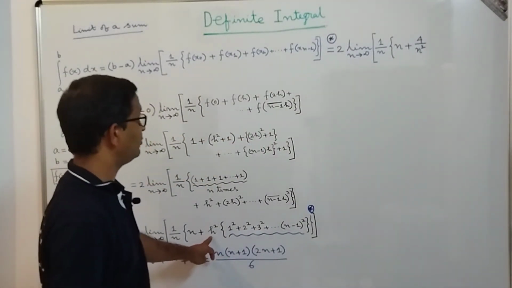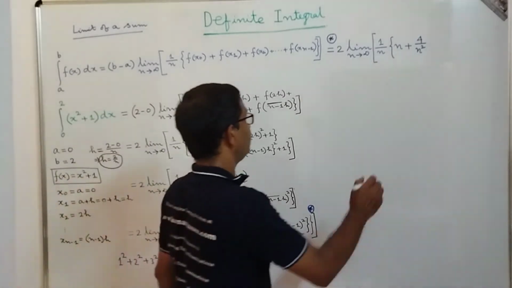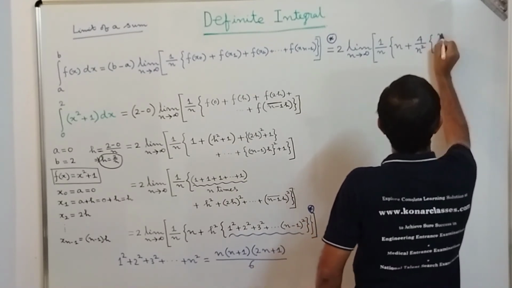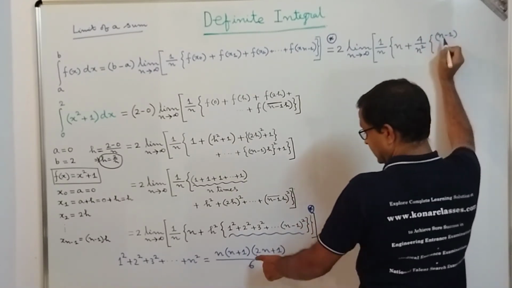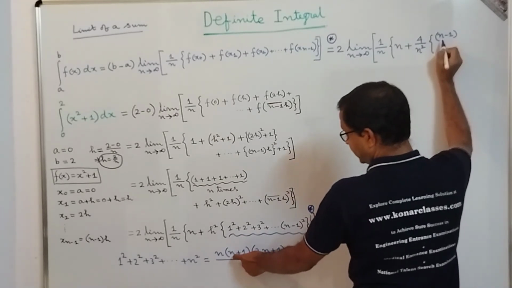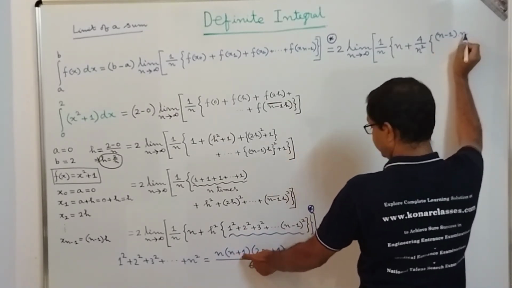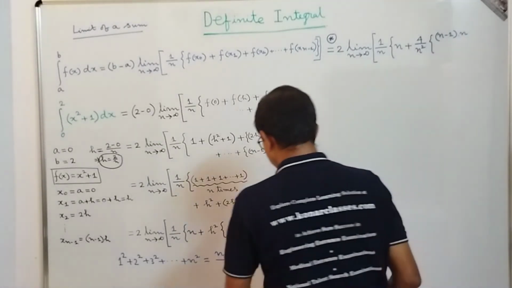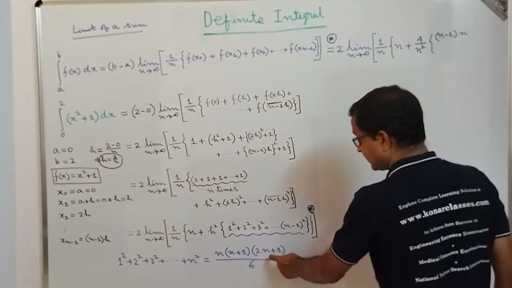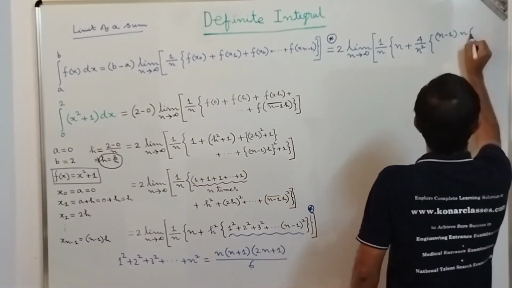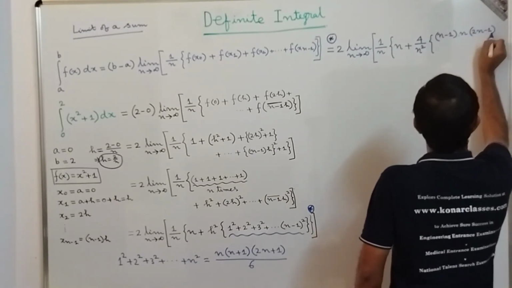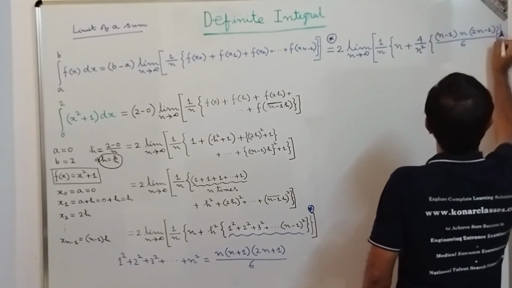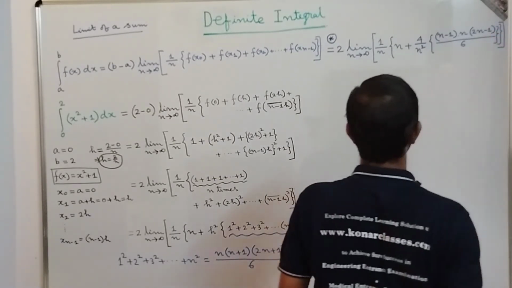So we can write h square as 4 by n square into n minus 1 into n minus 1 plus 1, that is n, and 2 into n minus 1 plus 1, that means 2n minus 2 plus 1, that means 2n minus 1, divided by 6. Correct?